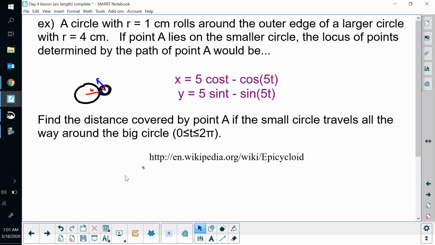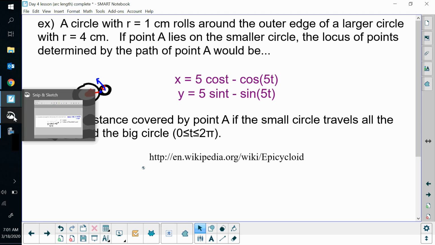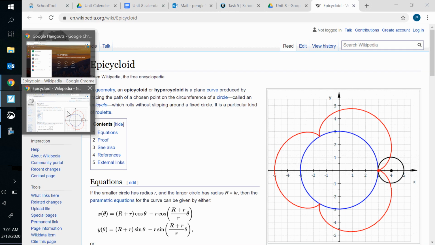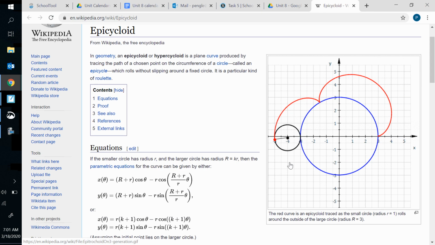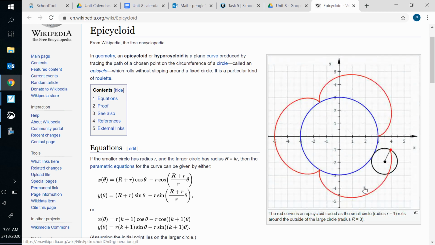So a little more challenging example. Say we've got a circle, radius 1, and it's rolling around the outside of a larger circle that has radius of 4. And we want to know the path of a point on the outer edge of the circle. And the x and y coordinates are given by this. So just so you can get a visual of what's going on, here's that idea. Okay, so we're tracing something on the outer edge.